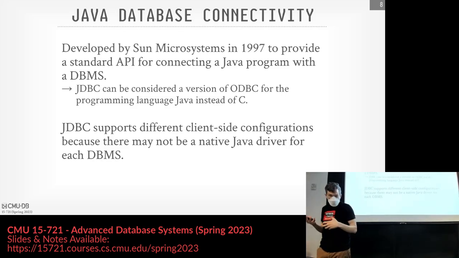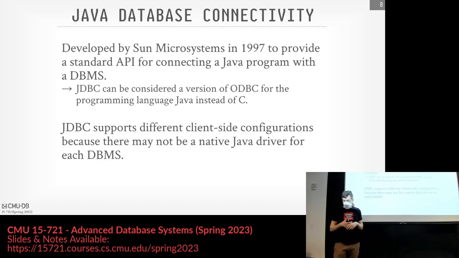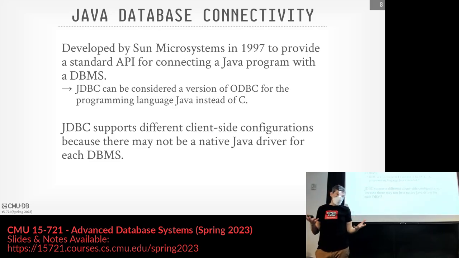So again, ODBC was early 1990s from Microsoft. Then Sun Microsystems in the 1990s, when they came out with Java, recognized that they needed a way for all these Java applications to interact with database systems. And so they proposed JDBC, the Java Database Connectivity libraries. It's basically like ODBC, but instead of being written in C or C++, it's for Java applications.